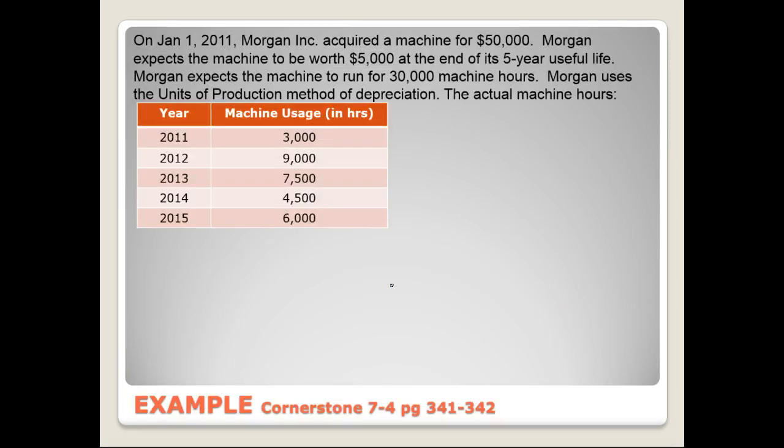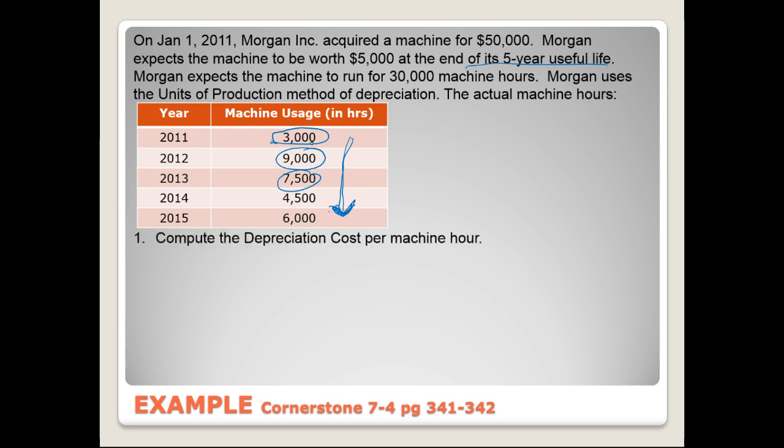So, on January 1st, 2011, same machine, same cost, but what do you see that's different? Right. We also expect, instead of just knowing that we think it has a 5-year useful life with a residual value of $5,000, we now also believe that the machine should run for about 30,000 machine hours. So, this is how they expect to actually use the machine in these years. As we get through each year, you should say that this is how many hours the machine actually ran for. Notice they seem to use it the most in 2012.